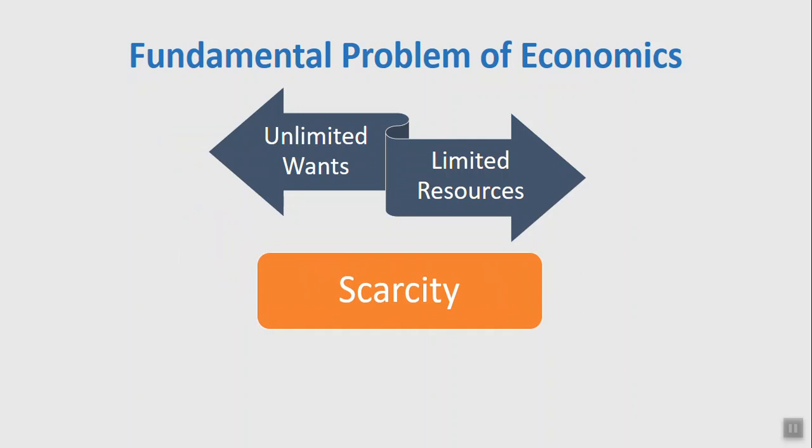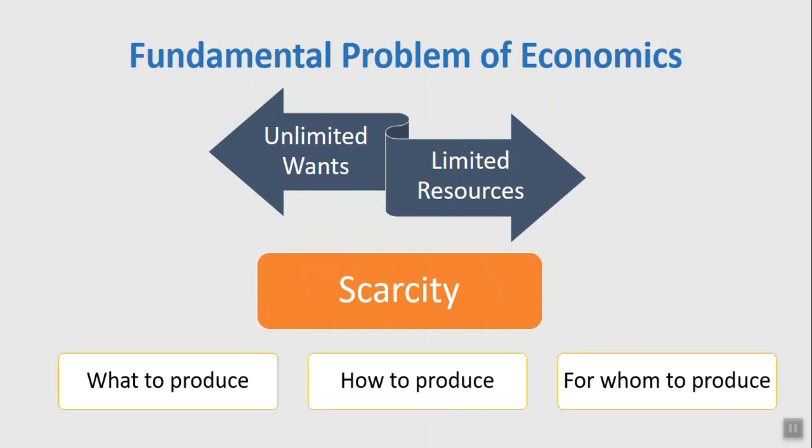Now the question comes: we have unlimited wants, we have limited resources, and this concept we call scarcity, and the way humans behave to maximize satisfaction is economics. Economics deals with how to maximize your satisfaction, or how to behave in a certain manner when you have limited resources and unlimited wants. So how does economics do this? Every society, as per economics, has to figure out three things. One is what to produce, another is how to produce, and the third is for whom to produce.